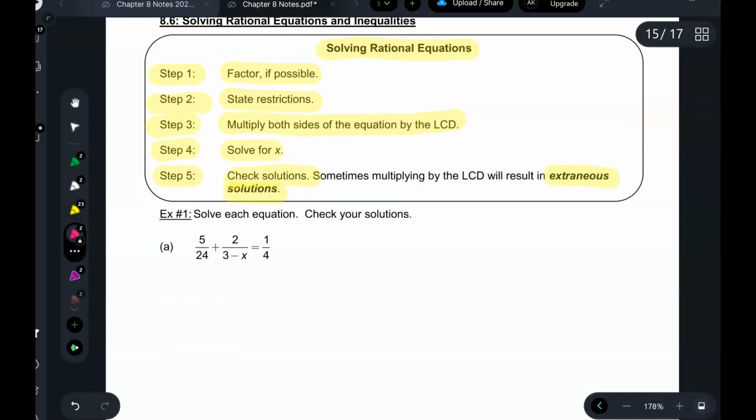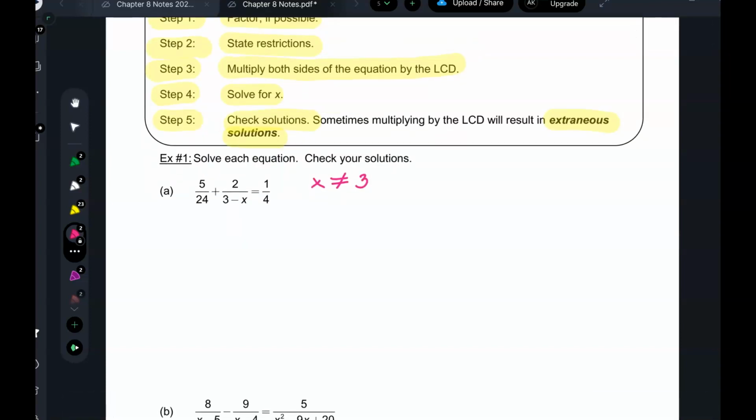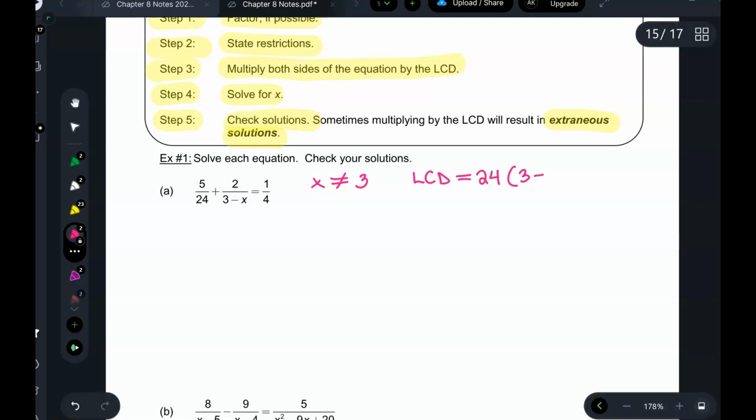Okay, so first one, it says factor if possible. There's nothing to factor here. What are my restrictions? What can x not be equal to? 3. Yeah, x can't be equal to 3. Why? Because we take anything that's in the denominator and set it equal to 0. Okay, we already got step 1 and step 2 done. Step 3, multiply both sides by the least common denominator. What would be our least common denominator? 24 times 3 minus x. Oh, yeah.